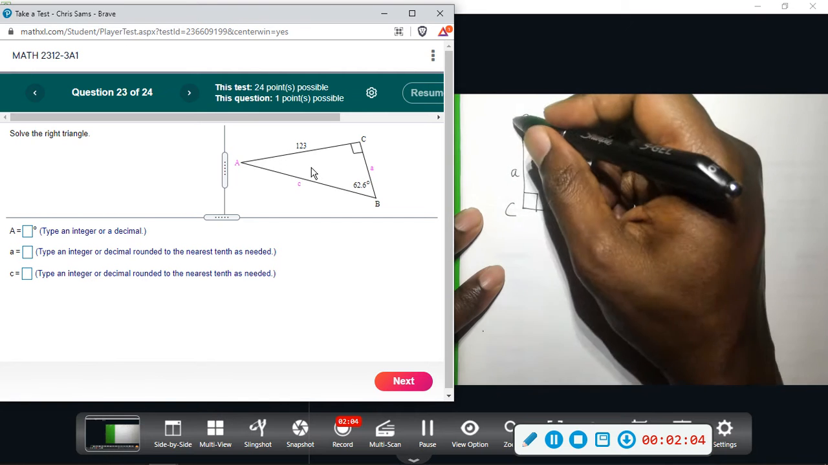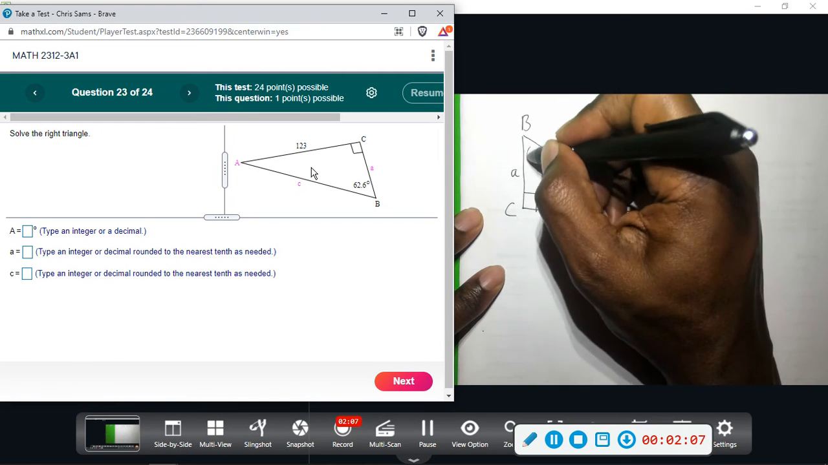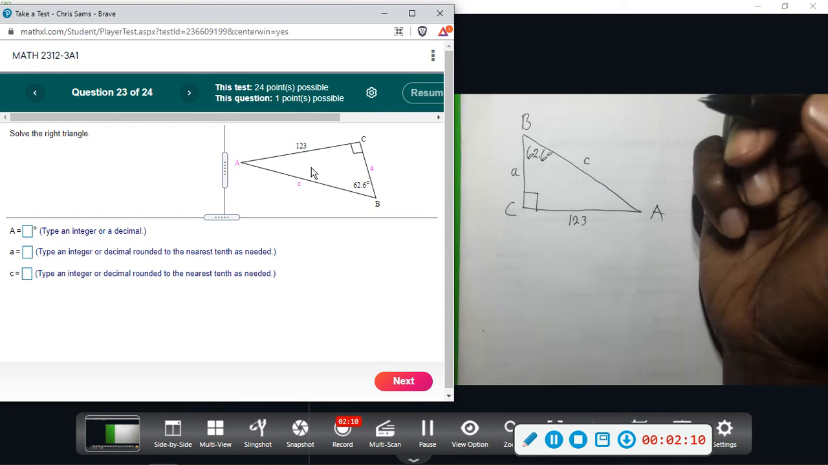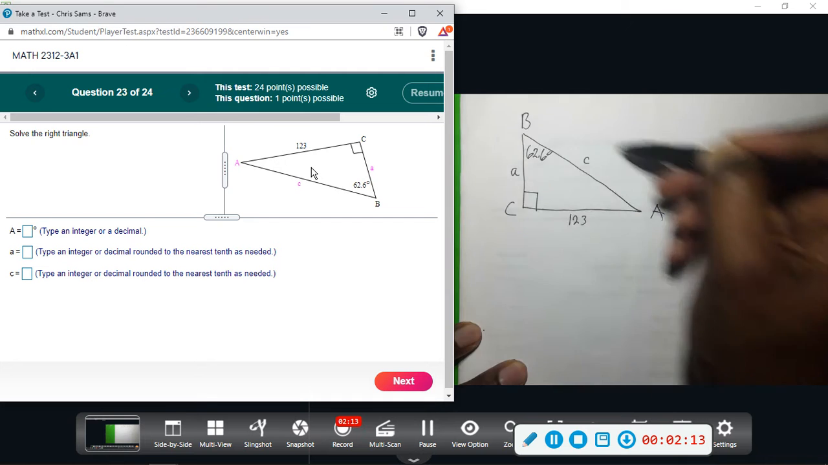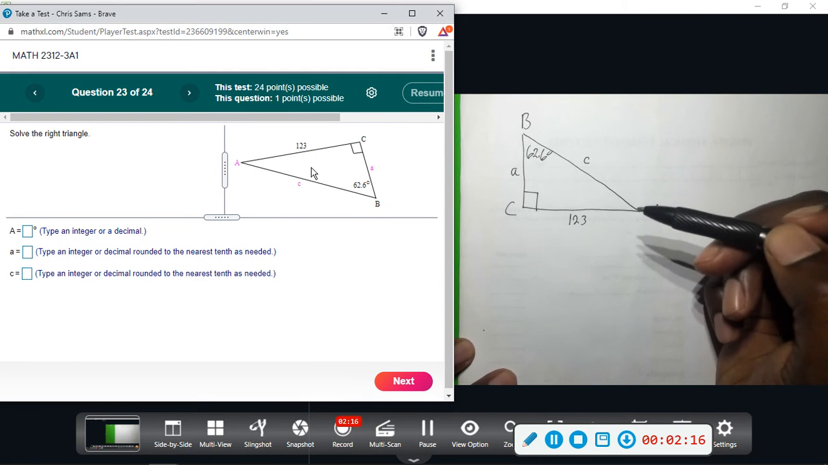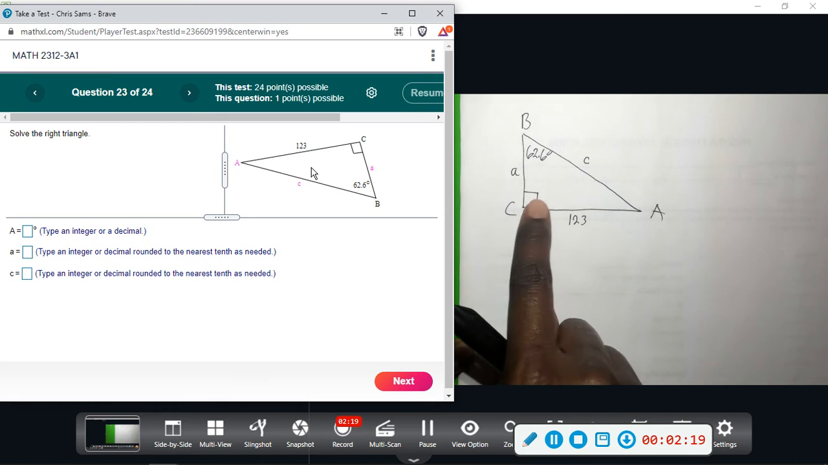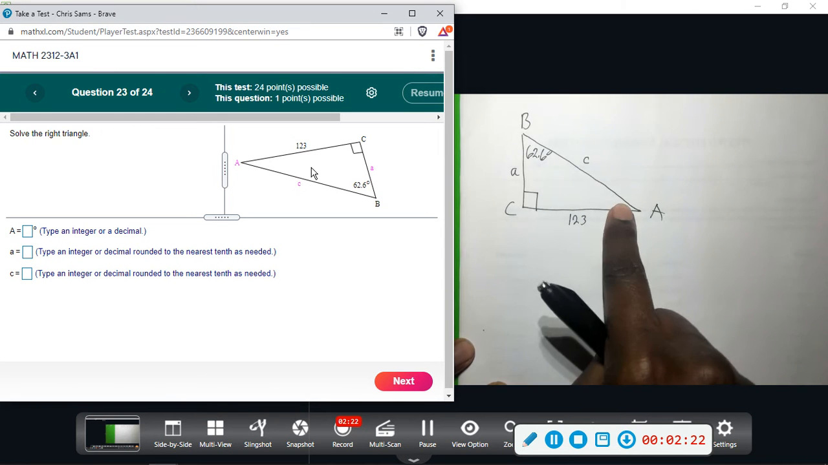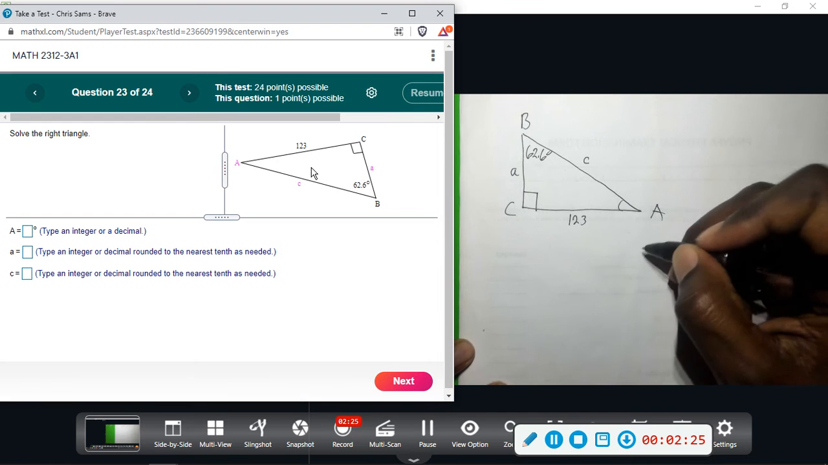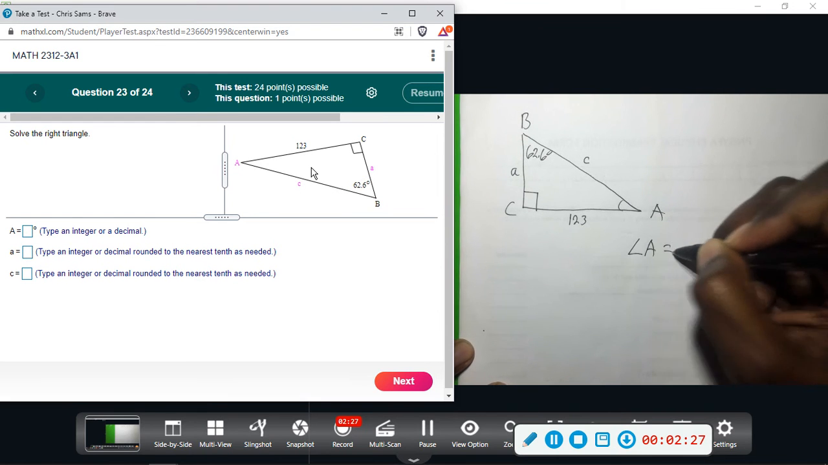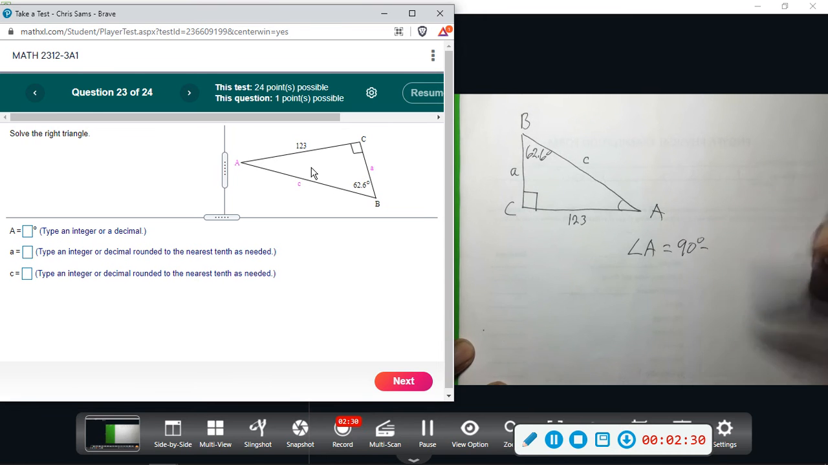Alright, the angle we're given is angle B, which is 62.6 degrees. Alright, so if you add up all the angles inside of a triangle, it adds up to 180. Or you can say this is 90. These two also have to be 90, so I can figure out angle A. I can say angle A equals 90 minus this angle, which is 62.6. And when I do that math, that will give us 27.4. Okay, so that's angle A.